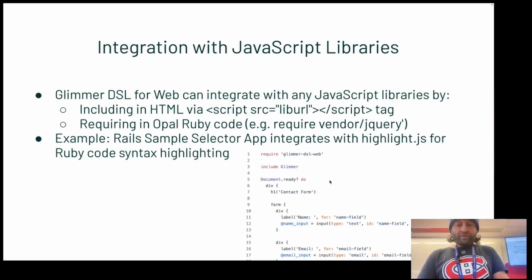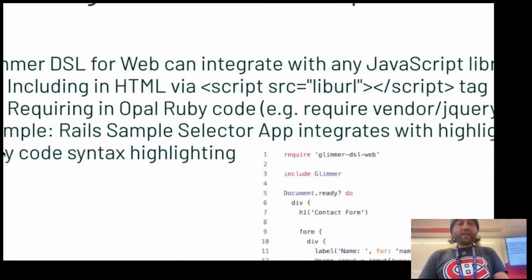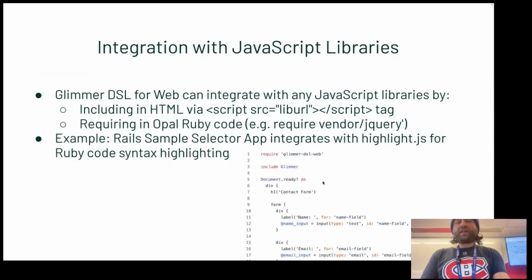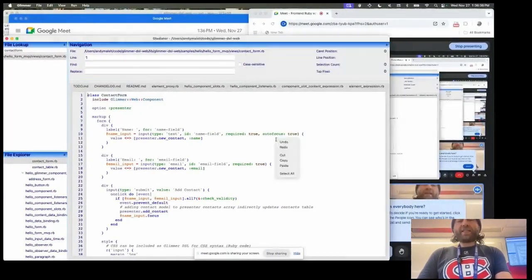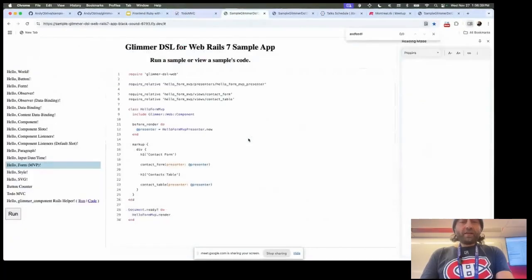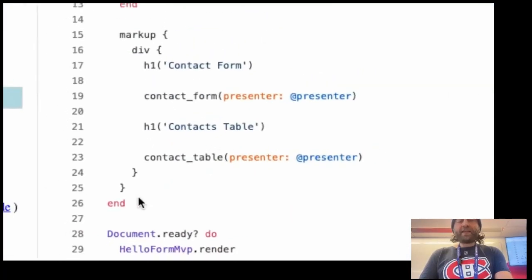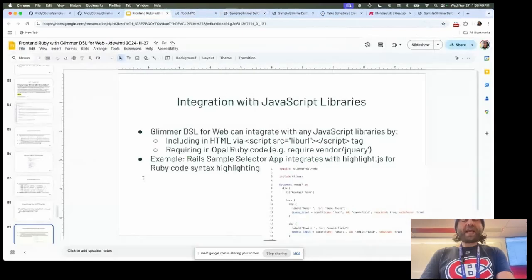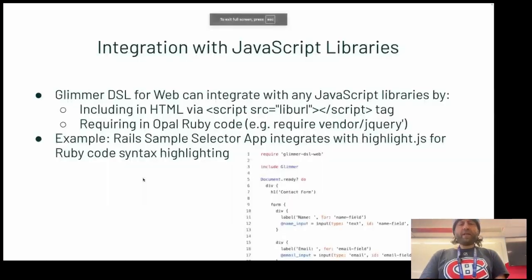For example, we use that in the Rails sample selector app to integrate with Highlight.js, where we do Ruby code syntax highlighting. I already demonstrated it. I didn't code the syntax highlighting myself that you guys saw. Like this nice syntax highlighting, I didn't do all the work myself. I integrated with a JavaScript library called Highlight.js, and it did all the work for me. So you could definitely integrate with any existing JS work in Glimmer.